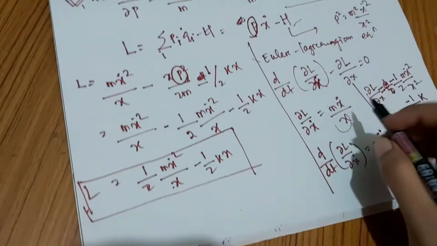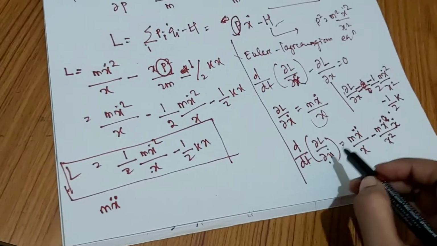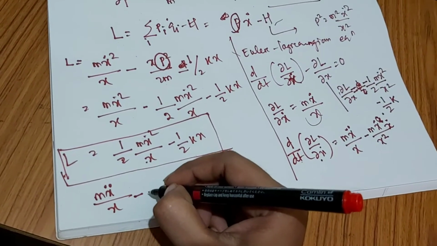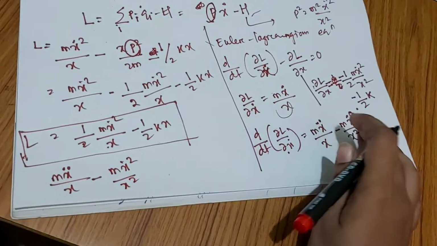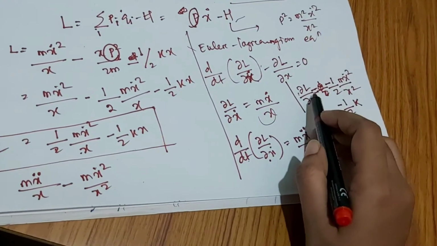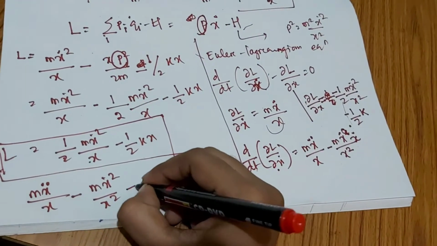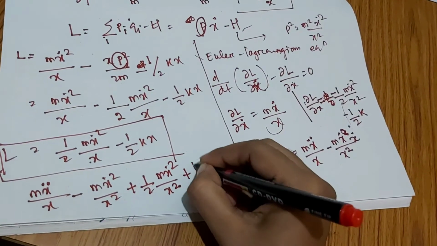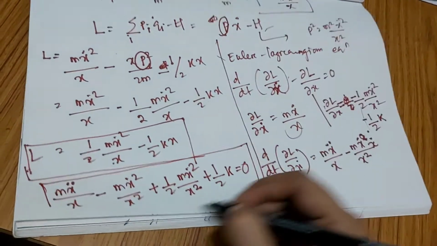So d/dt of ∂L/∂ẋ becomes m ẍ by x minus m ẋ² by x², and here also I have minus of ∂L/∂x. So these two terms become plus half m ẋ² by x² plus half k equal to 0. This is the Euler-Lagrange equation of motion.